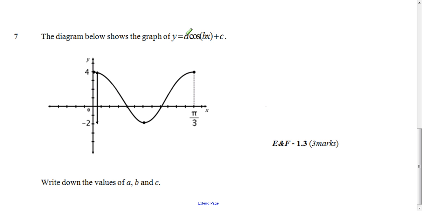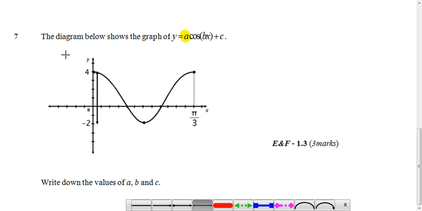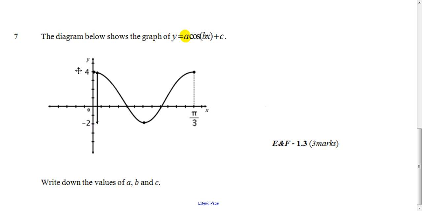So the first thing we'll look at is this value here, a. Now a tells you the amplitude of the graph, i.e. how high and how low it goes. In this case though, the graph has actually been shifted. So what we need to look at is the difference between the highest value and the lowest value. In this case it's 6, and then we halve it. So a is actually 3. A common mistake would be to write 4 there.